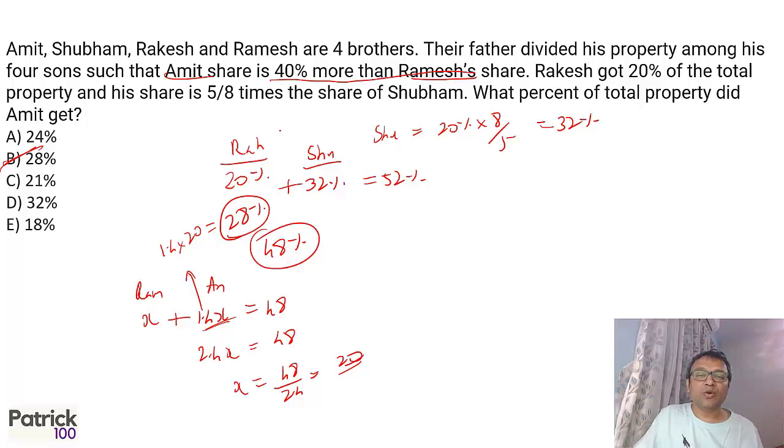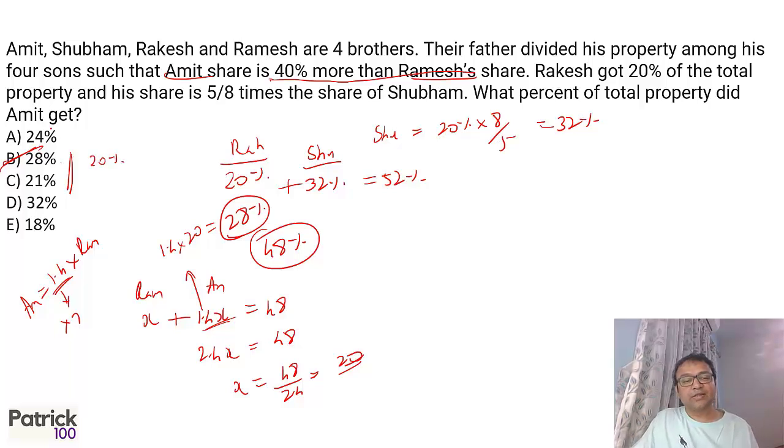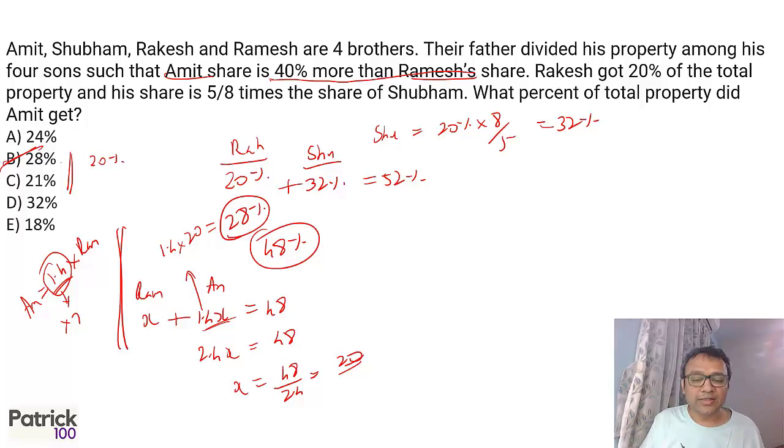You can also check it this way: Amit's share is 40% more than Ramesh's, so Amit is equal to 1.4 times Ramesh. 1.4 is a multiple of 7, so the only 2 options that are multiples of 7 are 21 and 28. Then you can substitute and check. If it's 28, the other will be 20, and 48 is satisfied. So B option. Check the multiple of 7 and substitute to get the answer quickly.